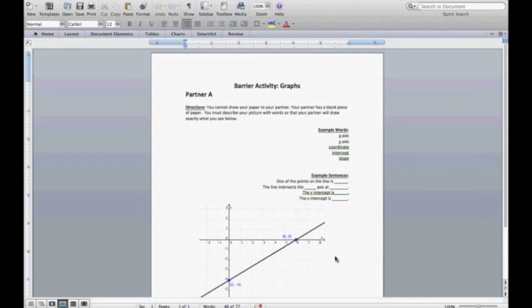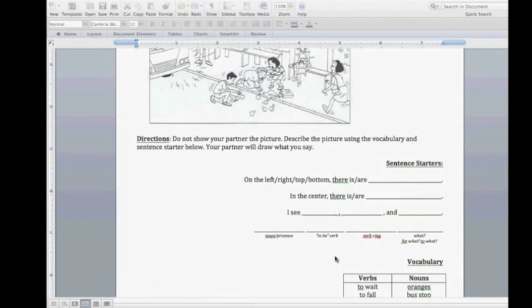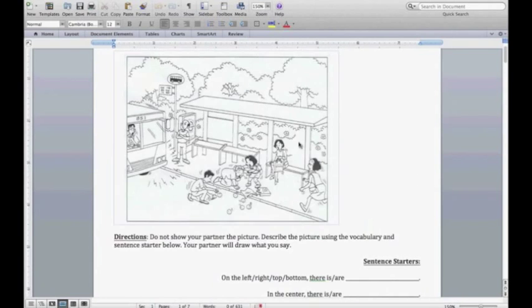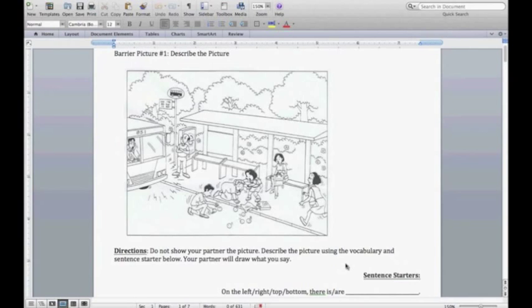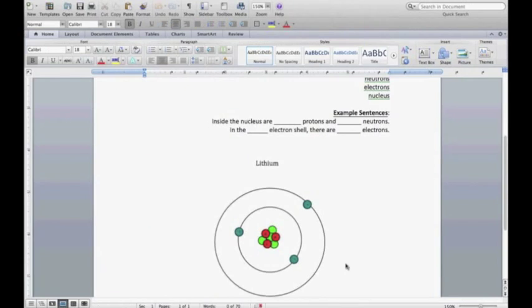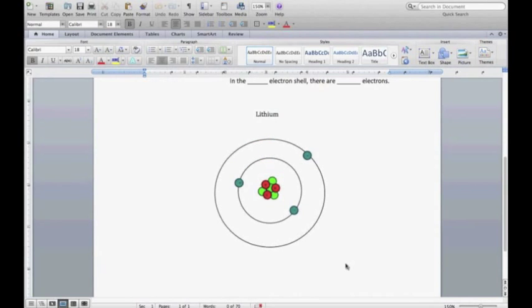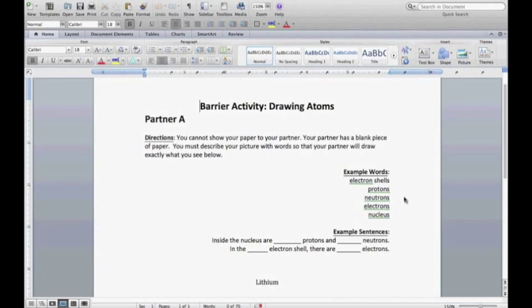And so there are many examples of this. There's one for English. So partner A would see this picture and use these sentences and use this vocabulary to describe the picture, as partner B, who cannot see this picture, is trying to draw it. And then here's a chemistry example. You're trying to get your partner to draw this. They can't see the picture, but you have some example words and example sentences to show them.